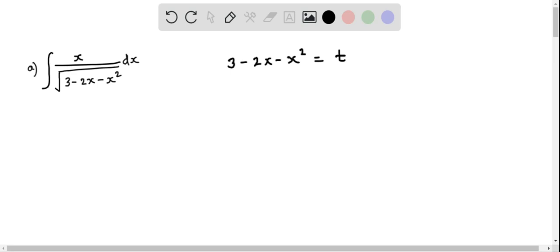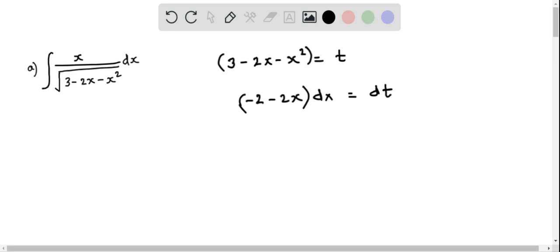Now I'm going to take differentials on both sides. Before I do that, I put a bracket like this so that I take differentials of each of the terms and then multiply with dx. So the differentiation of 3 is 0, the differentiation of negative 2x is negative 2, and the differentiation of negative x squared, when you apply the power rule, you get negative 2x times dx. This is equal to the differential dt on the right side.